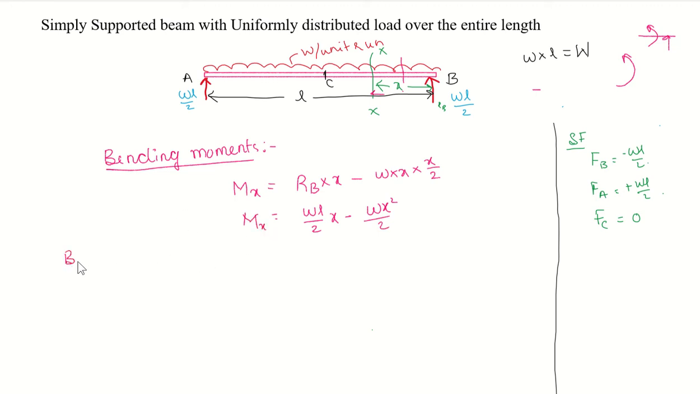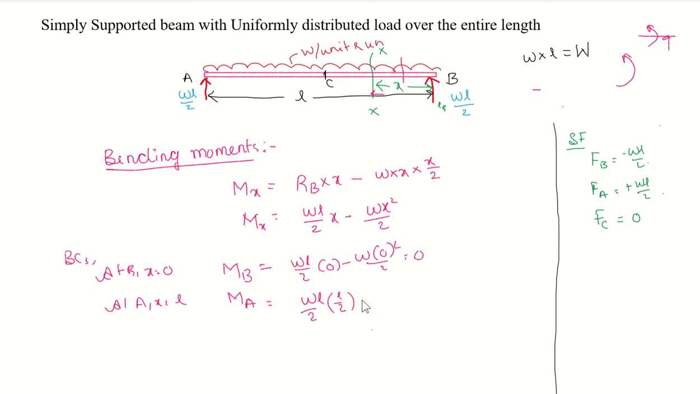And if you apply the boundary conditions, at B, x is equal to 0. So let us substitute here. Otherwise, you can say for a simply supported beam, at the supports the bending moment will be 0. MB is equal to minus WL by 2 into 0 minus W into 0 square by 2, ultimately that is 0. And if you see the bending moment at A, what happens? The X value will be equal to L. So WL by 2 into L minus W into L square by 2, that is WL square by 2 minus WL square by 2, which is 0.